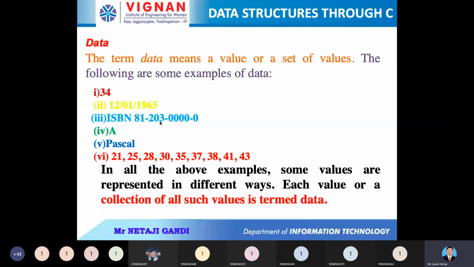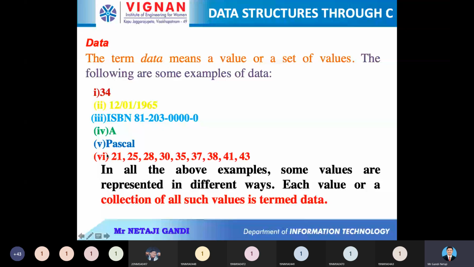ISBN, some 81 is data, A is data, Pascal is data, 21, 25. Multiple values can be stored. These are all data, but it is not information. The data is available. What is the difference between data and information is also very important.